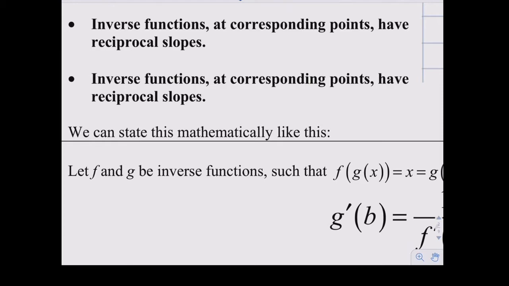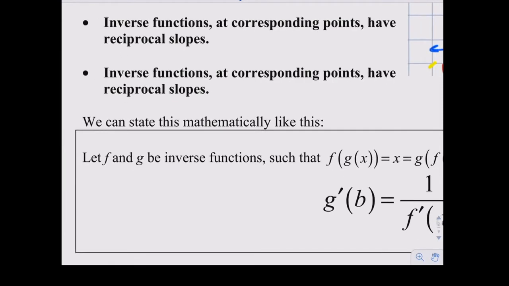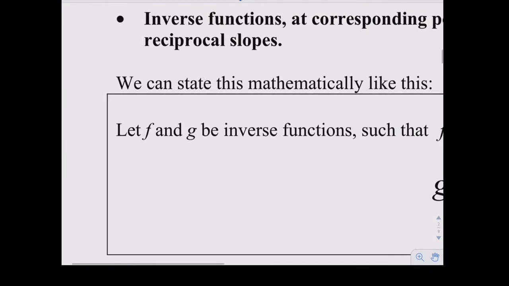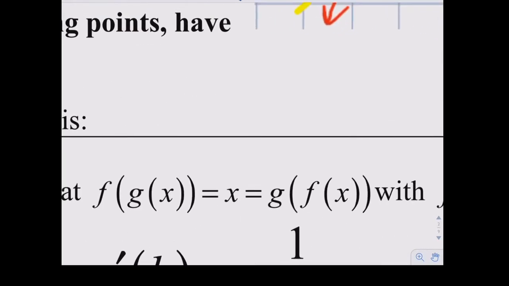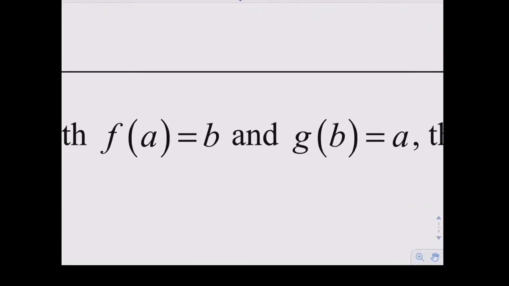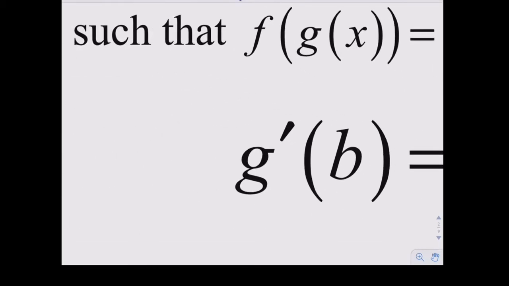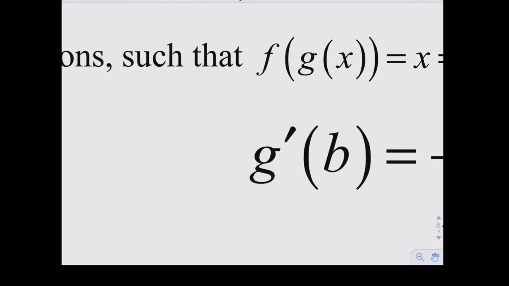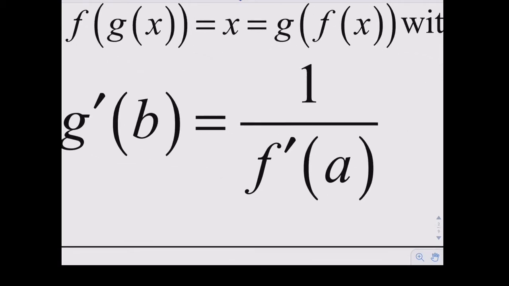All right. We can state that mathematically like this. Let f and g be inverse functions of each other. If f and g are inverses, then we know f of g of x equals g of f of x, and they both equal x. If f of a equals b, then we immediately know that g of b equals a. What do we call a and b? Corresponding points. Then g prime of b should be related to f prime of a how? Reciprocals. It's 1 over f prime of a.